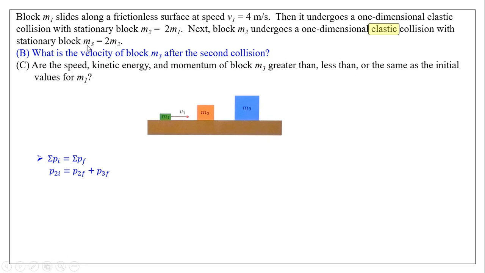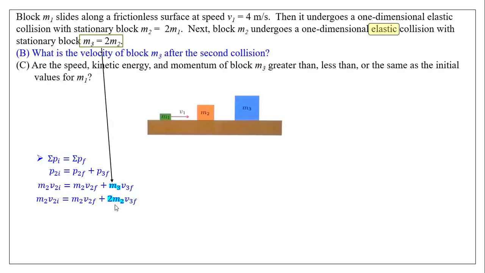And here the problem states that M3 is equal to 2M2. So keep that in mind as you follow along. Here I'm just going to use the same strategy. I'm going to break up P2I into M2V2I, P2F into M2V2F, and then P3F into M3V3F. However, I highlighted M3 because I don't know what M3 is, but the problem sets that M3 is indeed 2M1, excuse me, 2M2. So therefore, I'm just going to do that quick substitution.